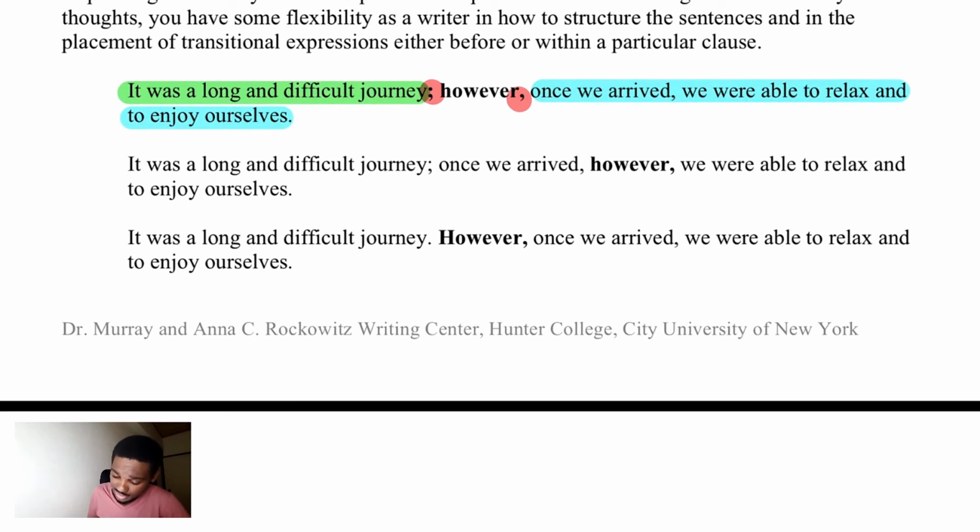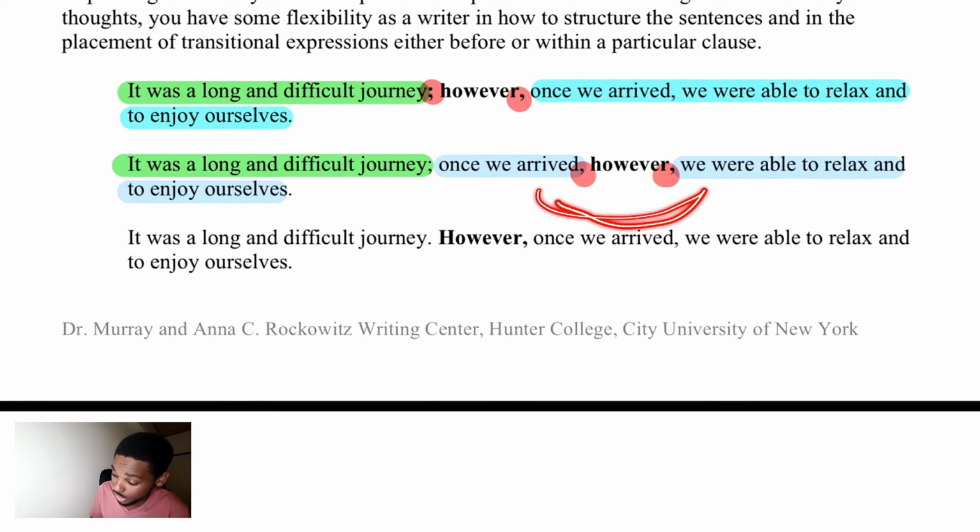You can write the same sentence like this. It was a long and difficult journey, semicolon, because this is one independent clause, and we're going to attach another independent clause, but this time we're not going to start with the transition. Once we arrived, and now, because the transition is within one independent clause, not between the blue and the green, but within the blue, we're going to surround it by commas. Once we arrived, however, we were able to relax and enjoy ourselves. So in case one, the transition is between the two independent clauses. In sentence two, the transition is not between the two independent clauses, but instead within one independent clause.